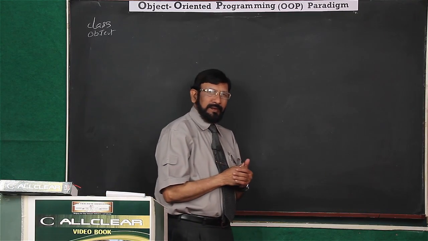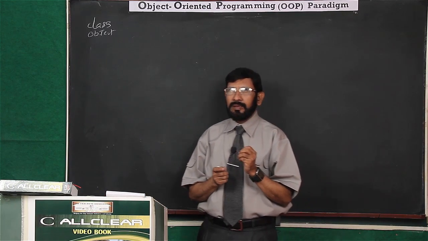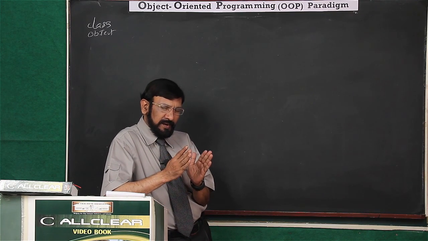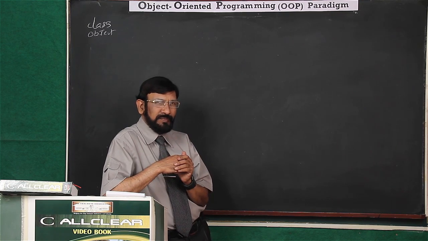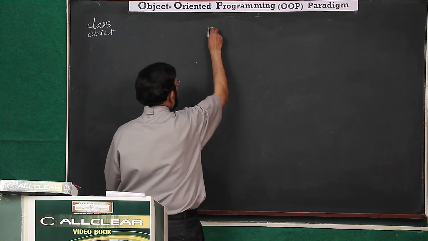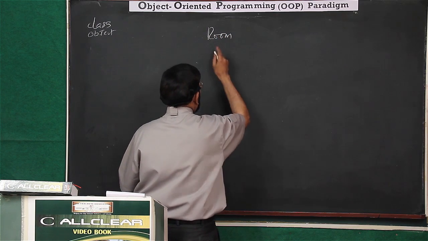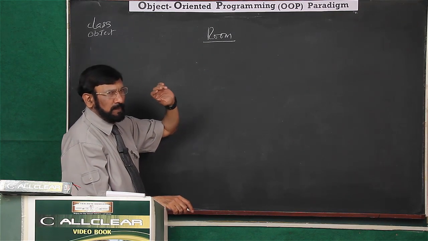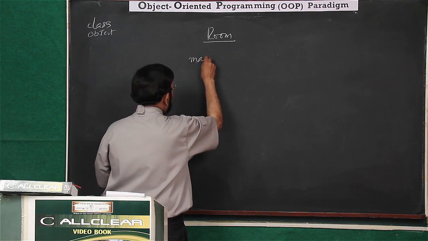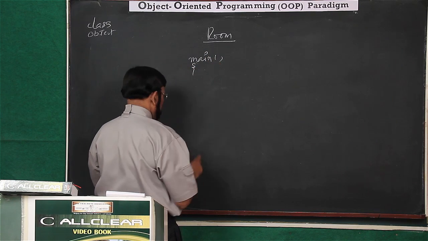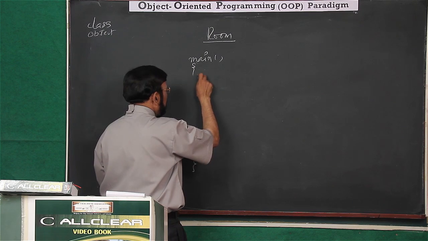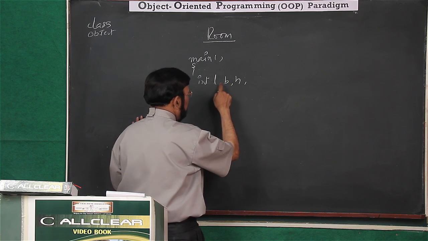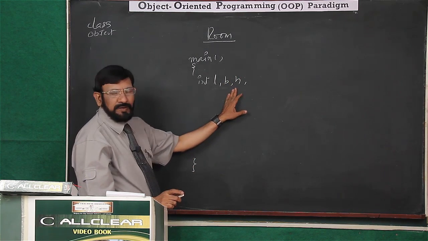Now, I will give you a wonderful example which enables you to understand the clear-cut difference between POP and OOP. This is the room example. For room, now let us write a C program. This is main. Now you see, you write data: int L, B, H. Length, breadth and height. Three data items you have written.